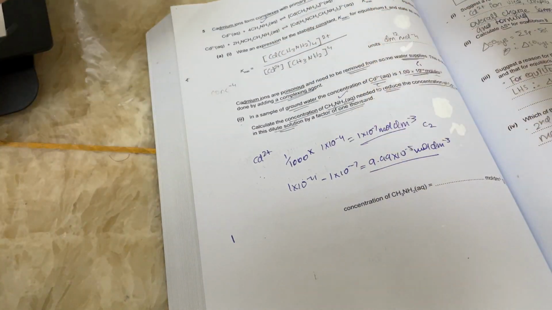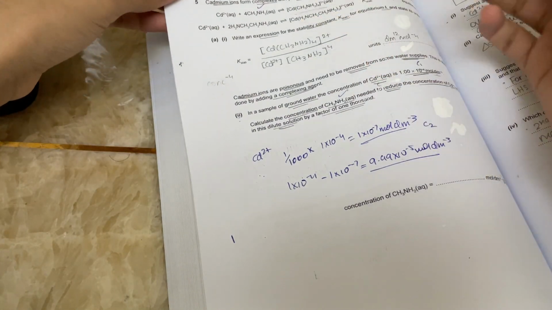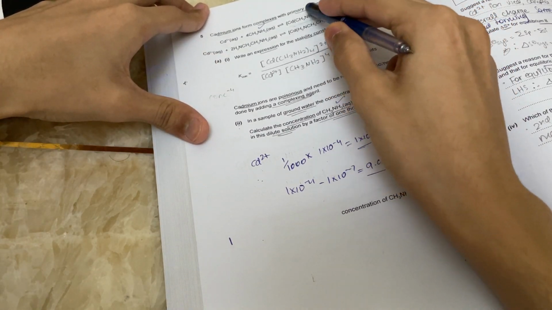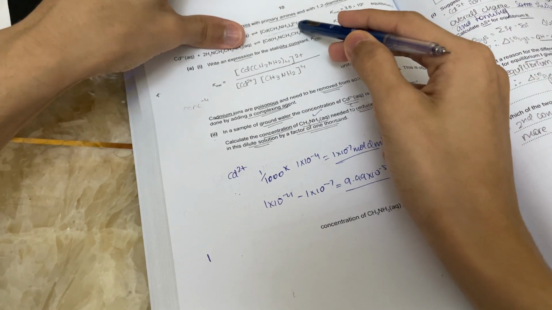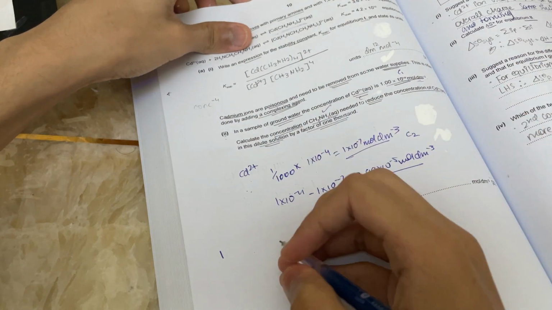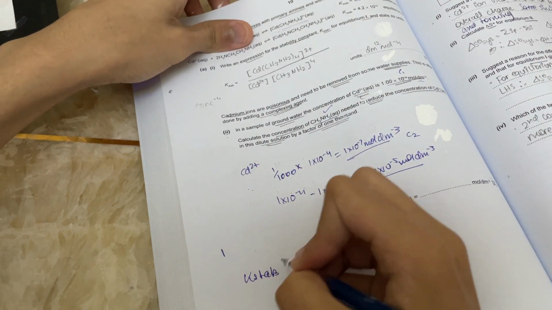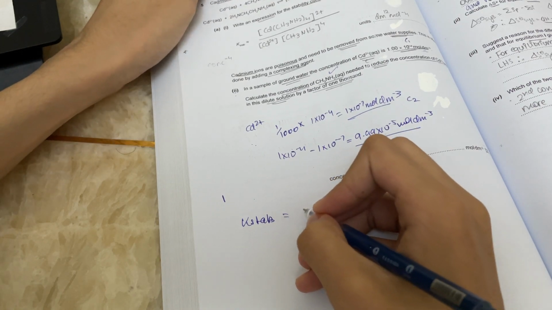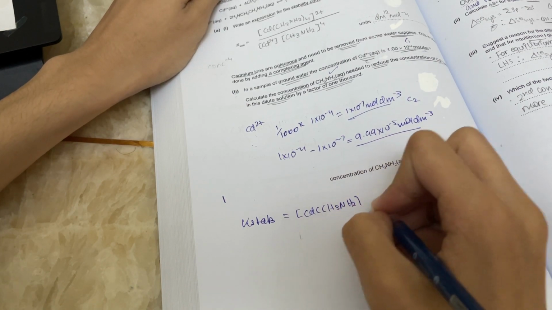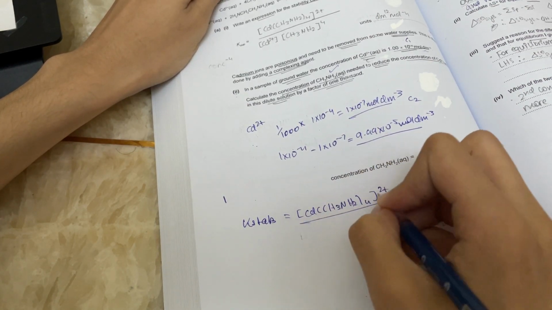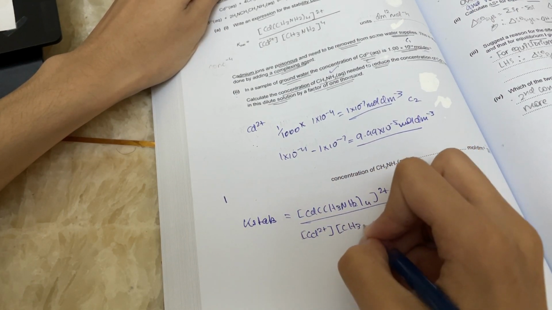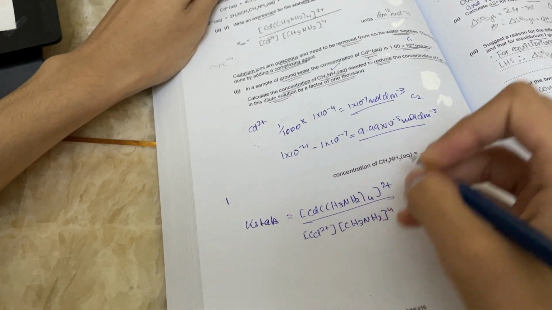Now this is the amount by which Cd2+ is being reduced, and what it's being used to produce. So this is the concentration of this product. You write this equilibrium down again. Kstab is equal to the concentration of [Cd(CH3NH2)4]2+ divided by the concentration of Cd2+ and then the concentration of CH3NH2 to the power 4.